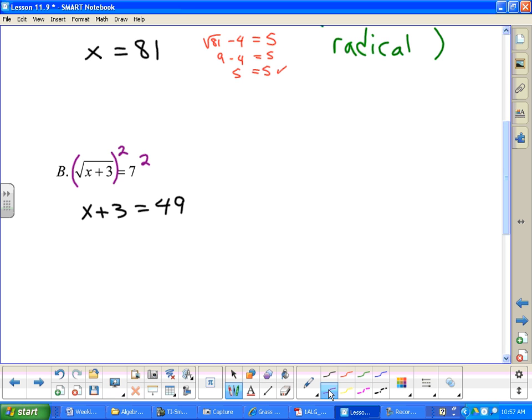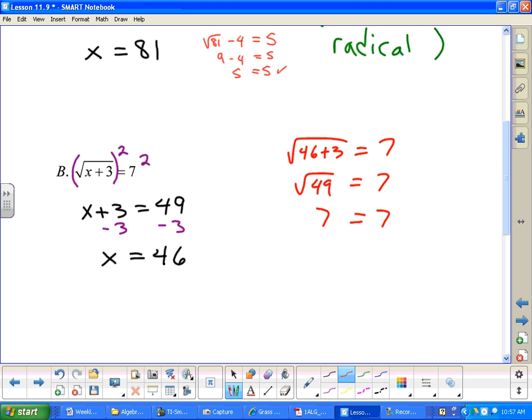So then we'll subtract 3, and x equals 46. So the square root of 46 plus 3 equals 7. The square root of 49 equals 7. 7 equals 7. So it checks, did it right. Okay? But it's important to check your answers just to make sure in some fashion.